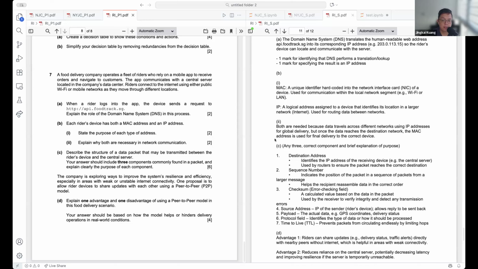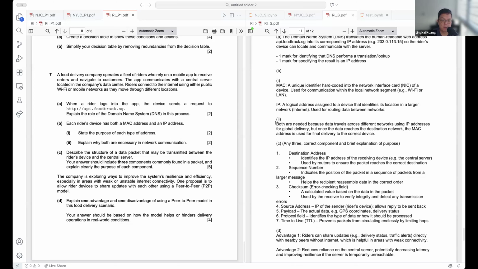All right. So why are both necessary? Remember, when we send things over different networks, or on the internet, we use the IP address. But once it gets to your router, your router is the one that says, oh, this IP address corresponds with this MAC address. Then I use the MAC address to confirm. Oh, this IP address matches the MAC address of Mr. Kwang's laptop. Then I send it there. So both are necessary. You cannot have one and not the other.